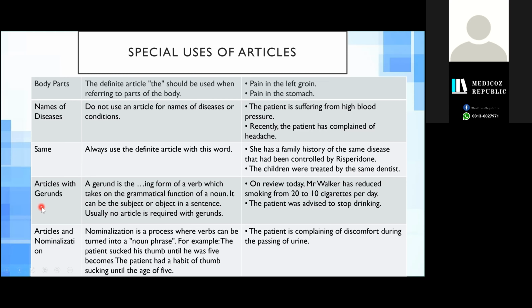Then articles with gerunds. A gerund is the ing form of a verb which takes on the grammatical function of a noun. It can be the subject or object in a sentence. Usually no article is required with a gerund. Usually it is very confusing to know what a subject or object or a verb is. Just remember, whenever you are using the ing form of the word, like smoke becomes smoking, you cannot use any article before this. For example, on review today, Mr. Walker has reduced smoking from 20 to 10 cigarettes per day.